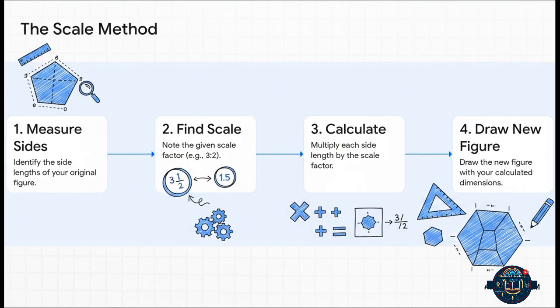Check it out. First up, you've got to know the lengths of all the sides on your original shape. Next, look at the scale you've been given. Let's say it's 3 to 2. That just means you'll be multiplying by 3 divided by 2, or 1.5. Third, you do that math for every single side. And last, you just take your new dimensions and carefully draw out your new figure.